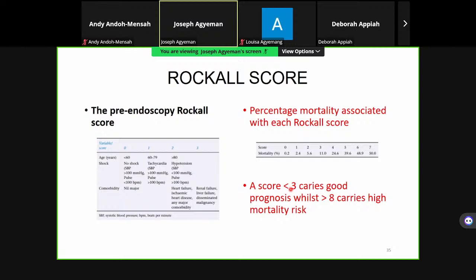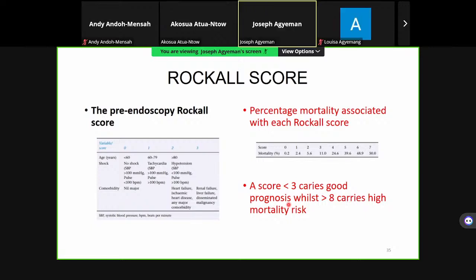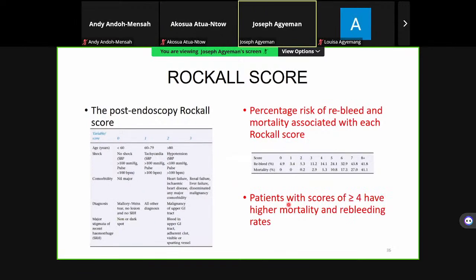But if you add everything together and the pre-endoscopic Rockall score is greater than 8, then it means that there is danger. The person is at risk of dying. In that case, you quickly go in there and arrest the situation. Then after the treatment, you have to do your post-endoscopic Rockall score.